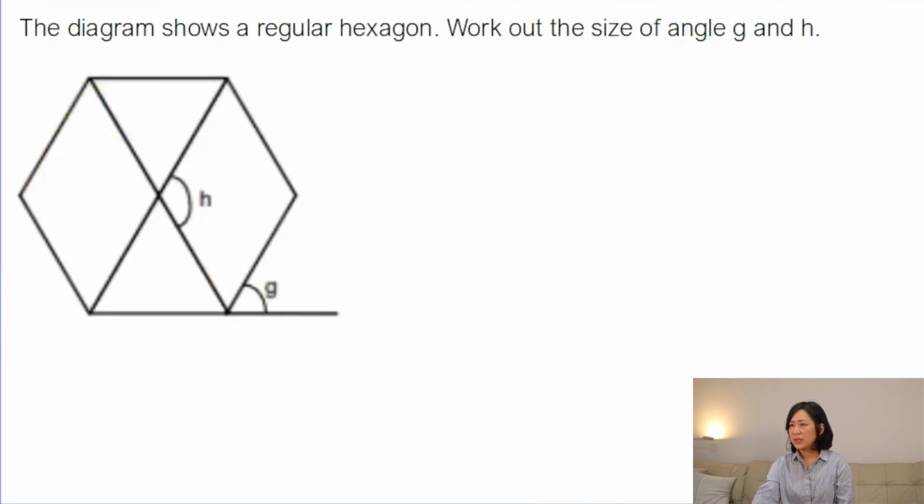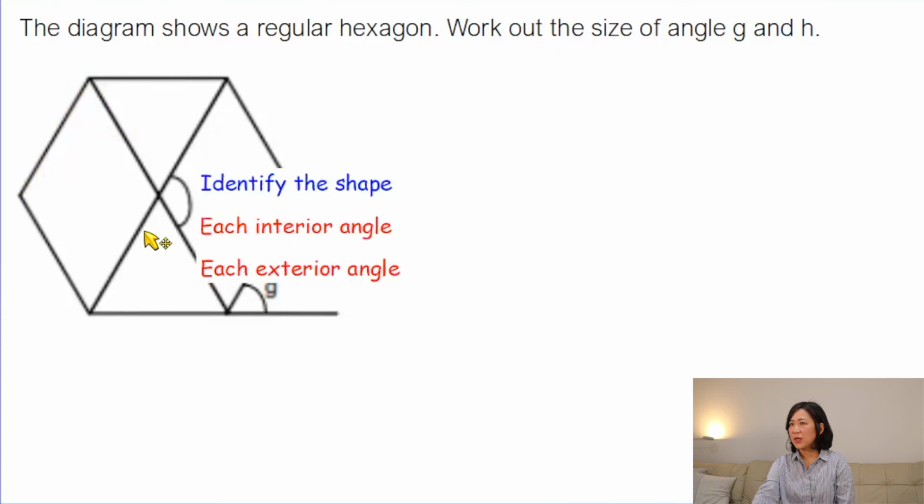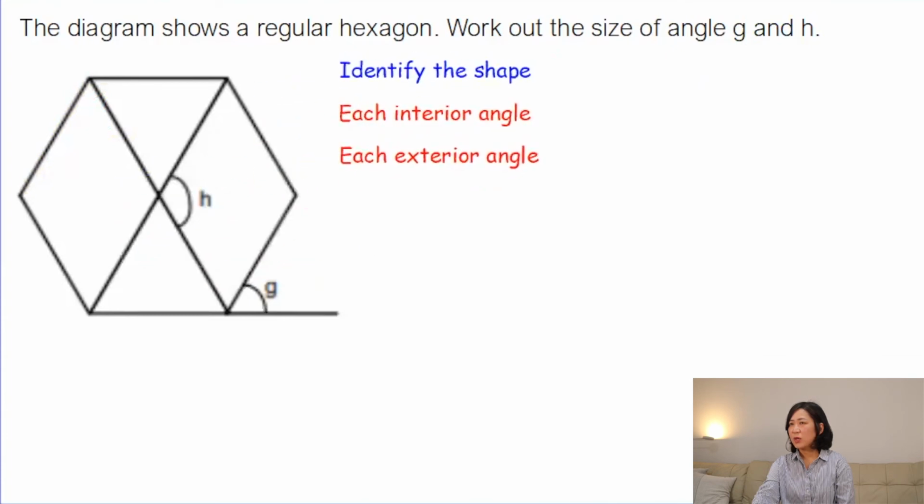Now, this is our last question. So identify the shape. We know that it's a regular hexagon. Interior angle 120, exterior angle will be 60. Now you can spot the exterior angle, right? So we know that G is one of the exterior angles of the regular hexagon. So let's say G equals 60.